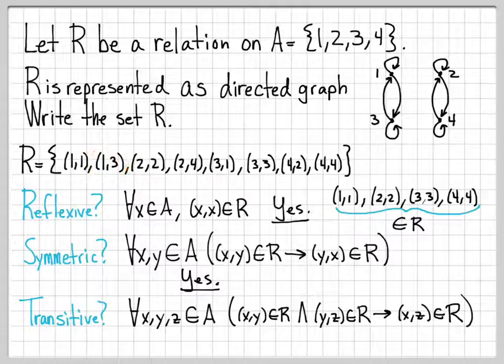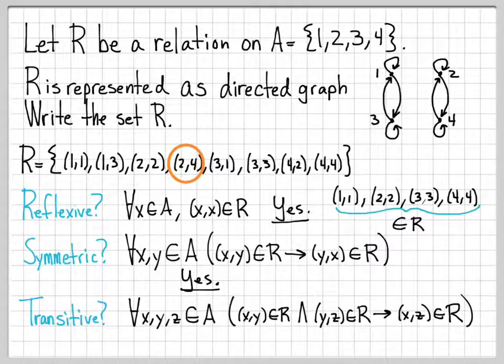Let's go to the third element, 2, 2. What other elements in R start with a 2? Well, this one starts with a 2 right here, 2, 4. So we have 2, 2 in R, 2, 4 in R. We need 2, 4 to be in R, and it is. I've already circled it. Are there any other elements that start with a 2? There are not, so we're done with this.